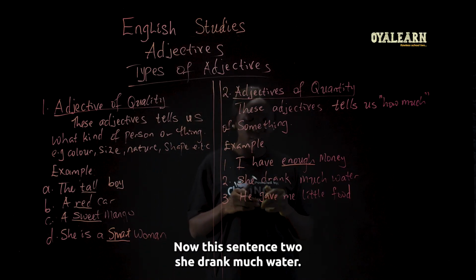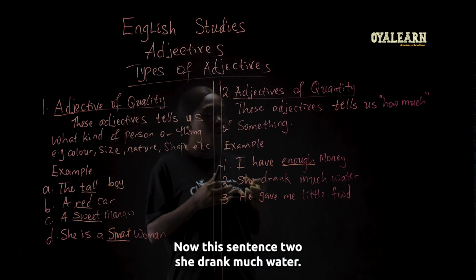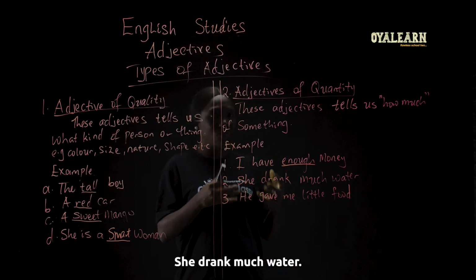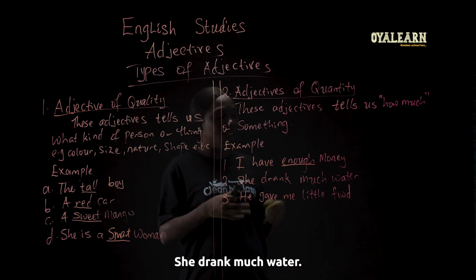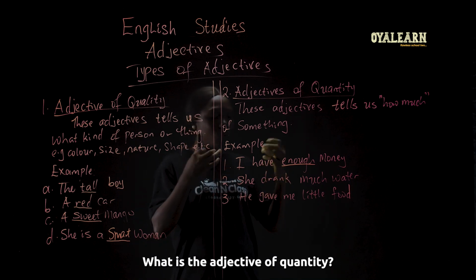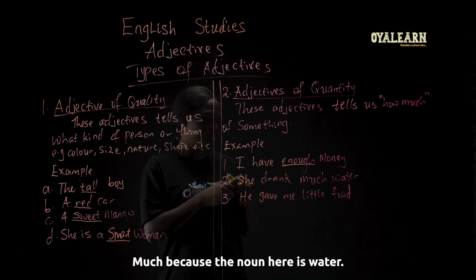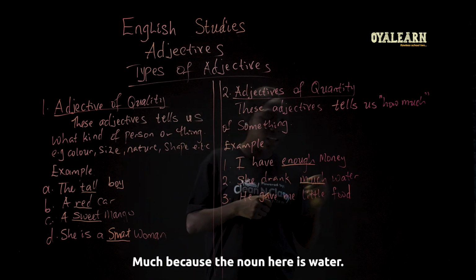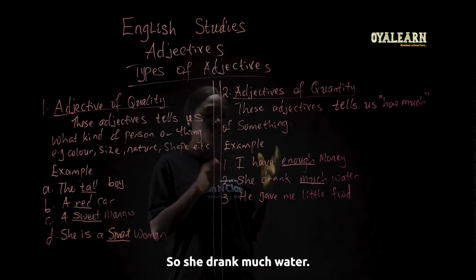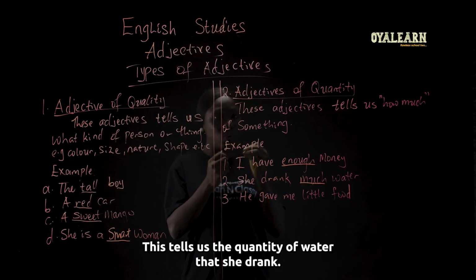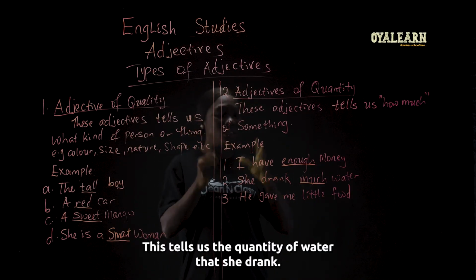Now, next, sentence 2. She drank much water. Where is the adjective of quantity? Much, because the noun here is water. So, she drank much water. This tells us the quantity of water that she drank.